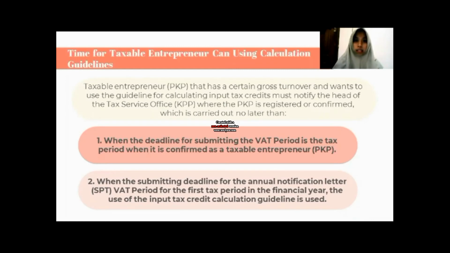Next is the time for a taxable entrepreneur to use the calculation guideline. A taxable entrepreneur that has a certain gross turnover and wants to use the guideline for calculating input tax credits must notify the head of the tax service office or KPP where the taxable entrepreneur is registered or confirmed, which is carried out no later than, first, the deadline for submitting the VAT period, which is the tax period when it is confirmed as a taxable entrepreneur. The second, the submitting deadline for the annual notification letter or SPT VAT for the first tax period in the financial year in which the use of the input tax credit calculation guideline is applied.